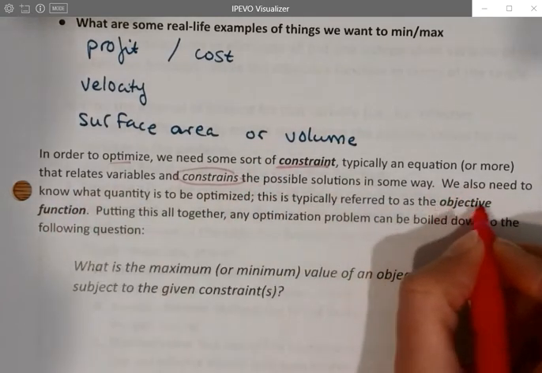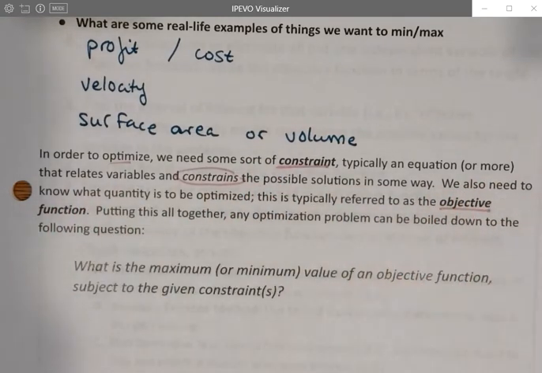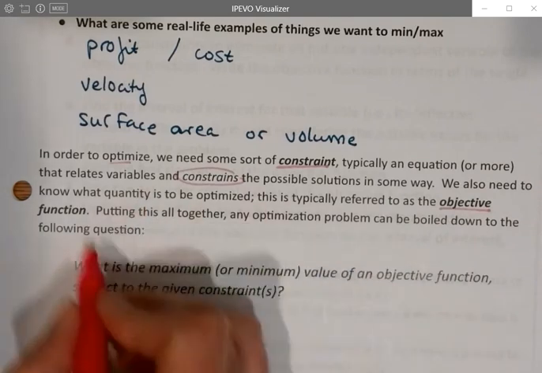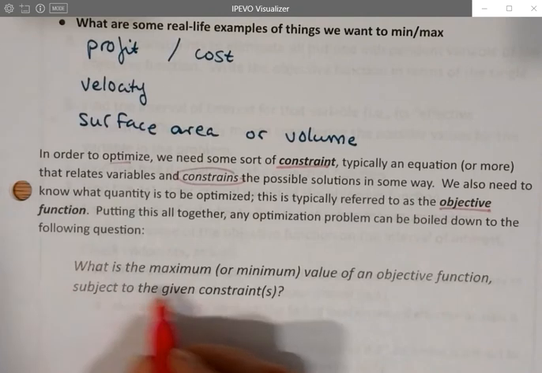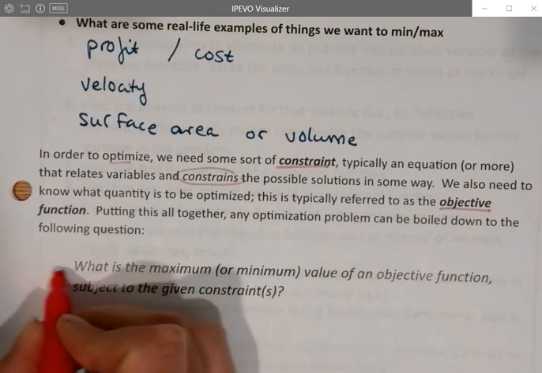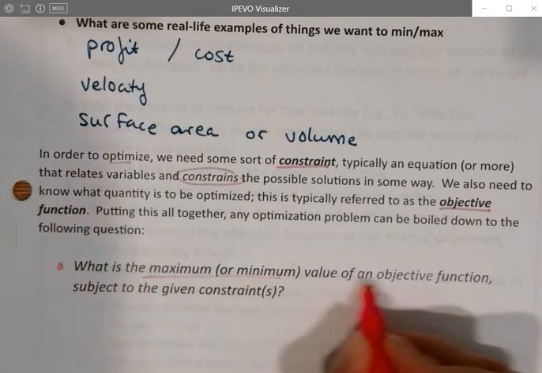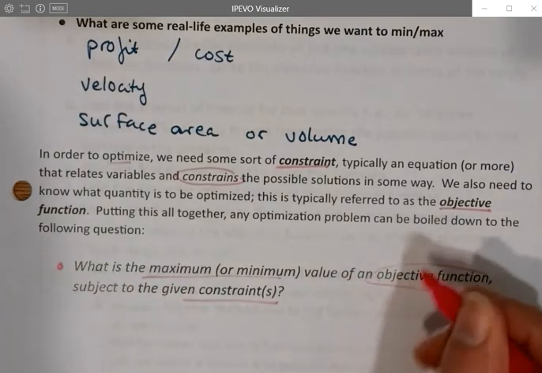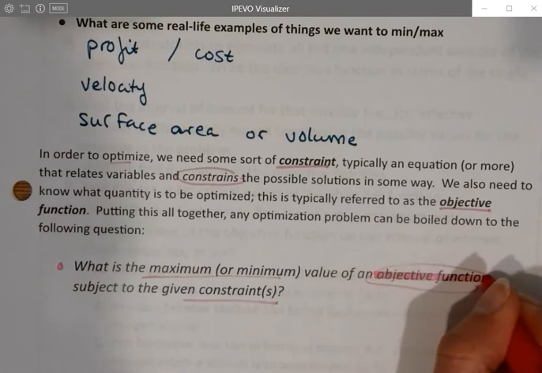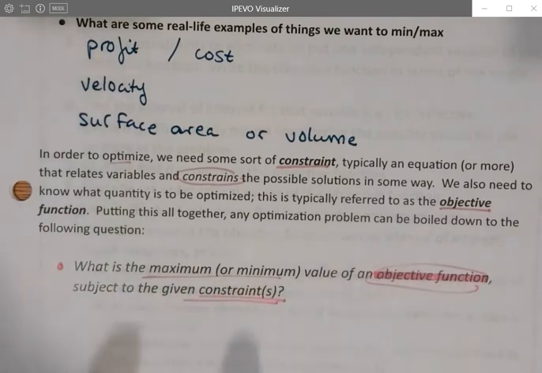And then we need to know what the objective is as well. So we're going to have a constraint function and an objective function. Putting this all together, we can set up an optimization problem that can be boiled down to the question of our goal here: what is the maximum or minimum value of the objective function subject to the given constraint functions? So we're going to be trying to optimize the objective function subject to our constraint.